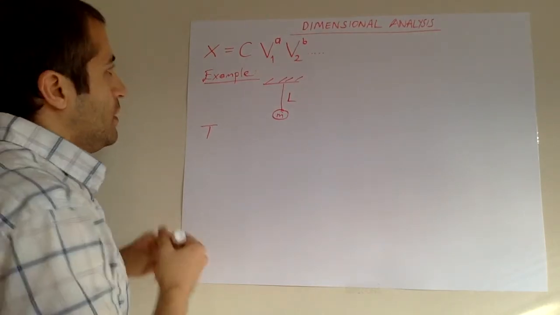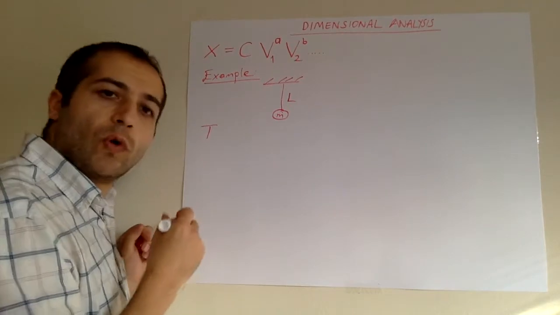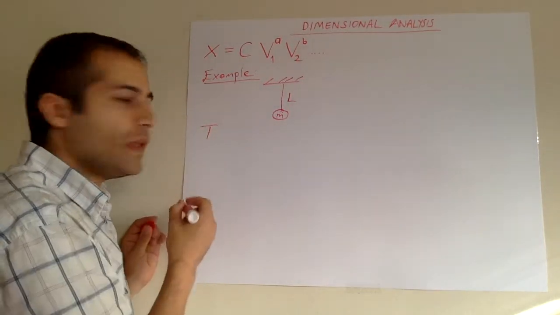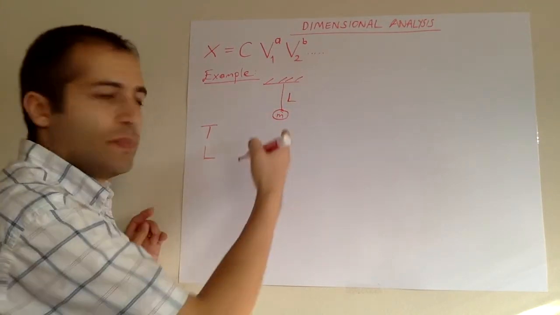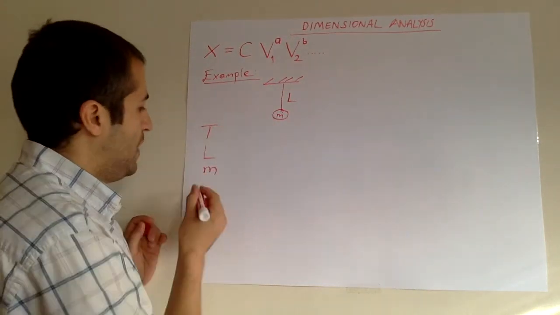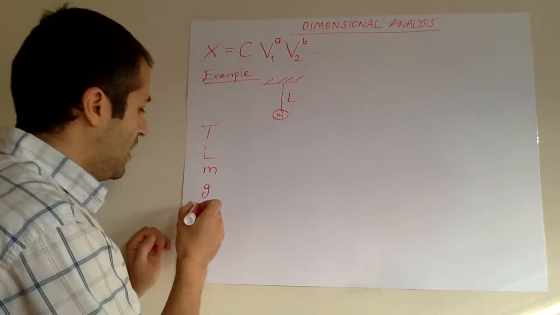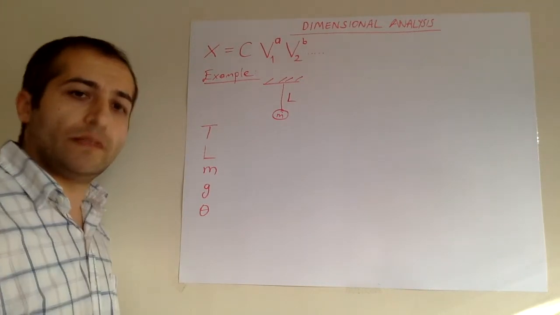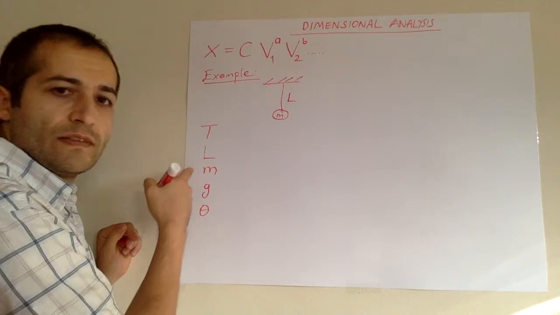So let's apply this dimensional analysis. First of all, we list all the variables which we think this t might depend on. My guesses would be it might depend on L, it might depend on the mass of the bob, it might depend on gravitational acceleration g, and it might also depend on theta, which is the release angle. The next thing that I need to do is to put down the units of these variables.